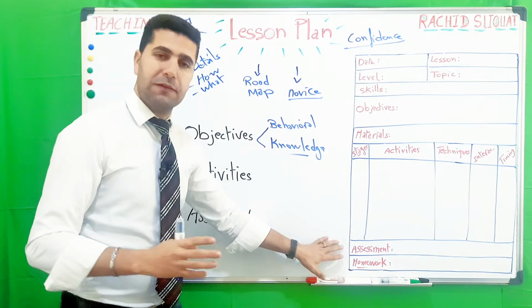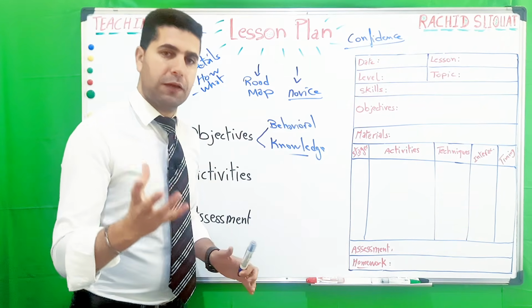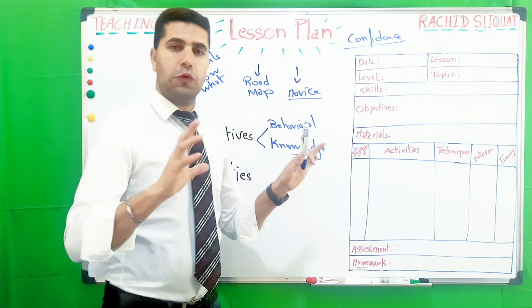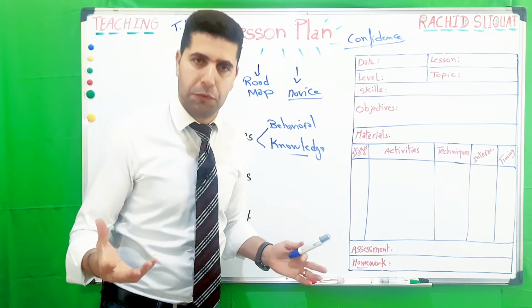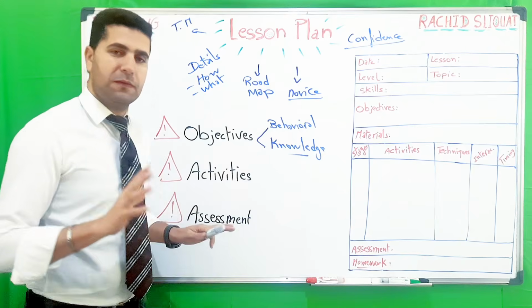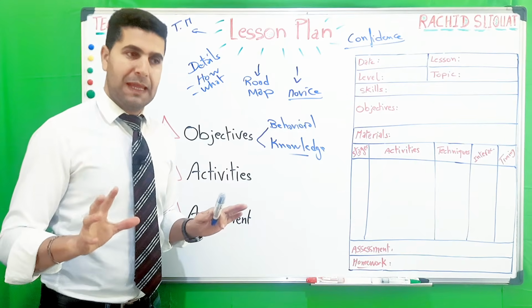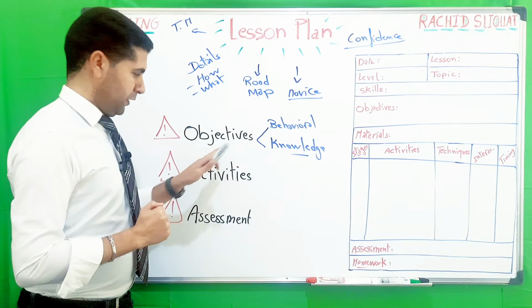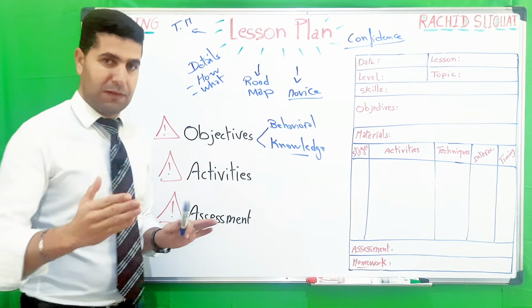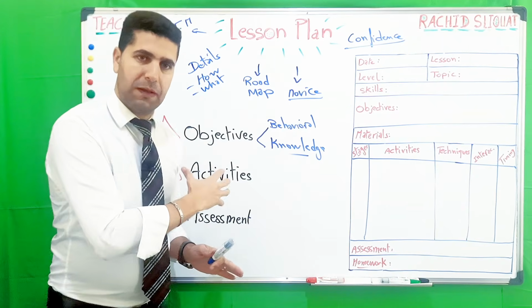So for assessment, it's up to the teacher to check whether his or her objectives, the lesson's objectives, were met or not. So these are the three very essential steps that you have to consider before preparing a lesson plan: objectives, activities, and assessment. We will go back again to talk about this in detail.